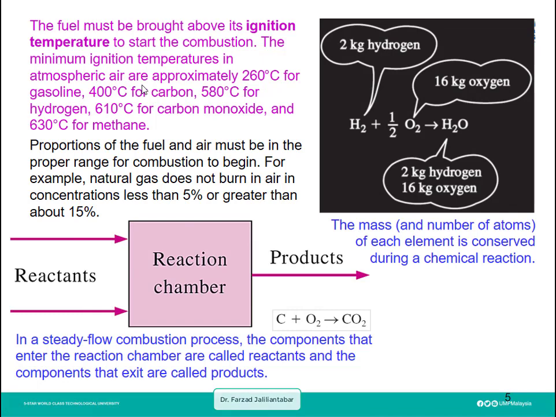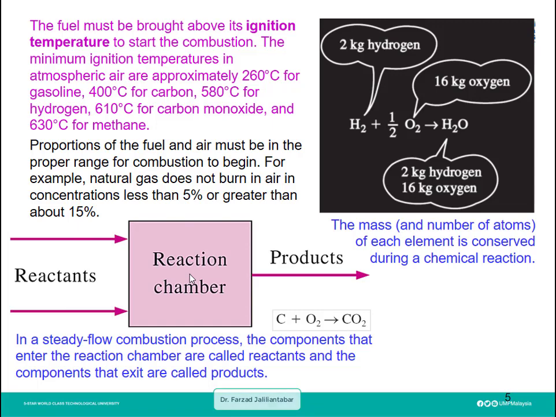We need to have a temperature above the ignition temperature. Moreover, we need a specific amount of fuel and air to have a combustion reaction. For example, natural gas does not start to burn in air if its concentration is less than 5% or greater than about 15%. In other words, we need a specific proportion of the fuel and air to start the combustion reaction.